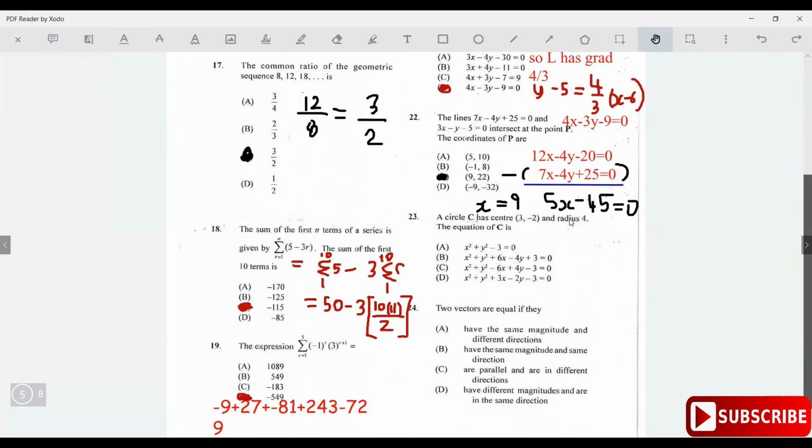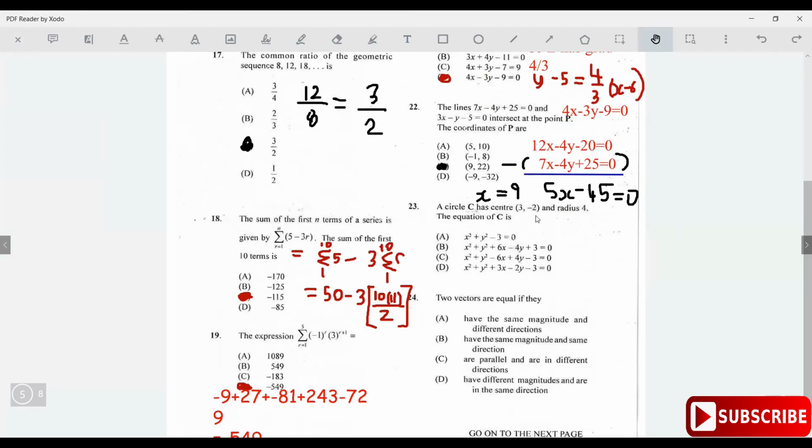This question now says a circle has center 3, minus 2 and a radius of 4. The equation of the circle is, let's see this now. So the circle has center 3, minus 2, and radius of 4.